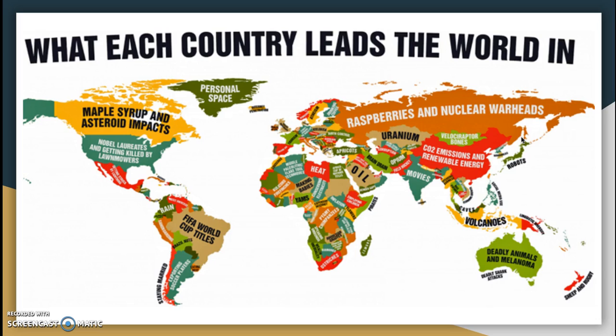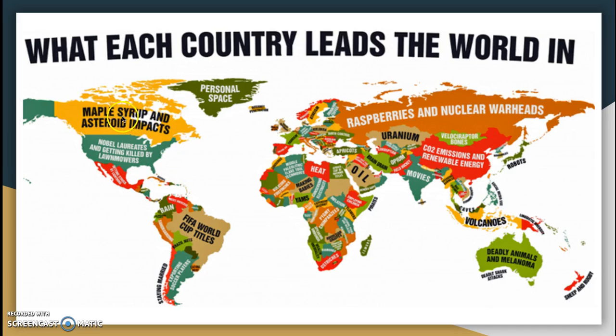Here's a thematic map of the world, and the theme here is what each country leads the world in. So again, good information. Like for the US, it looks like we lead the world in two things, according to this map: Nobel laureates and getting killed by lawnmowers. So that's a pretty good feather in our cap, leading the world in people getting killed by lawnmowers.